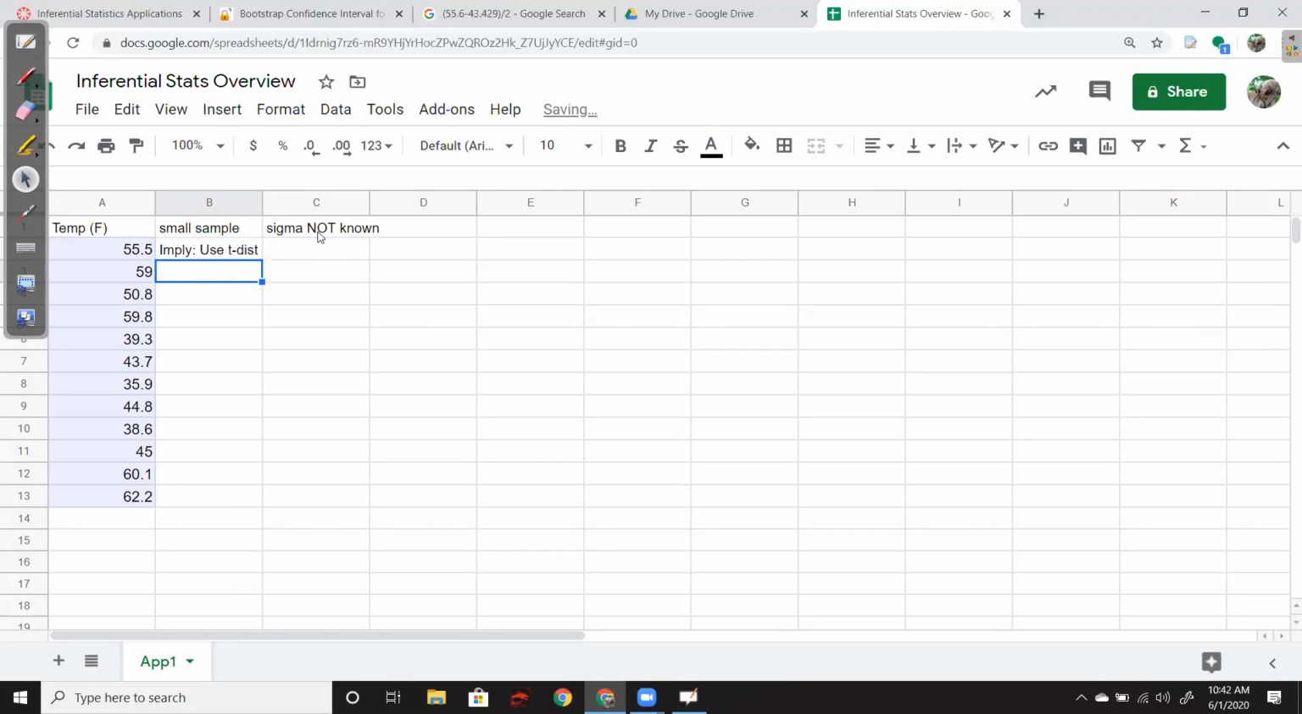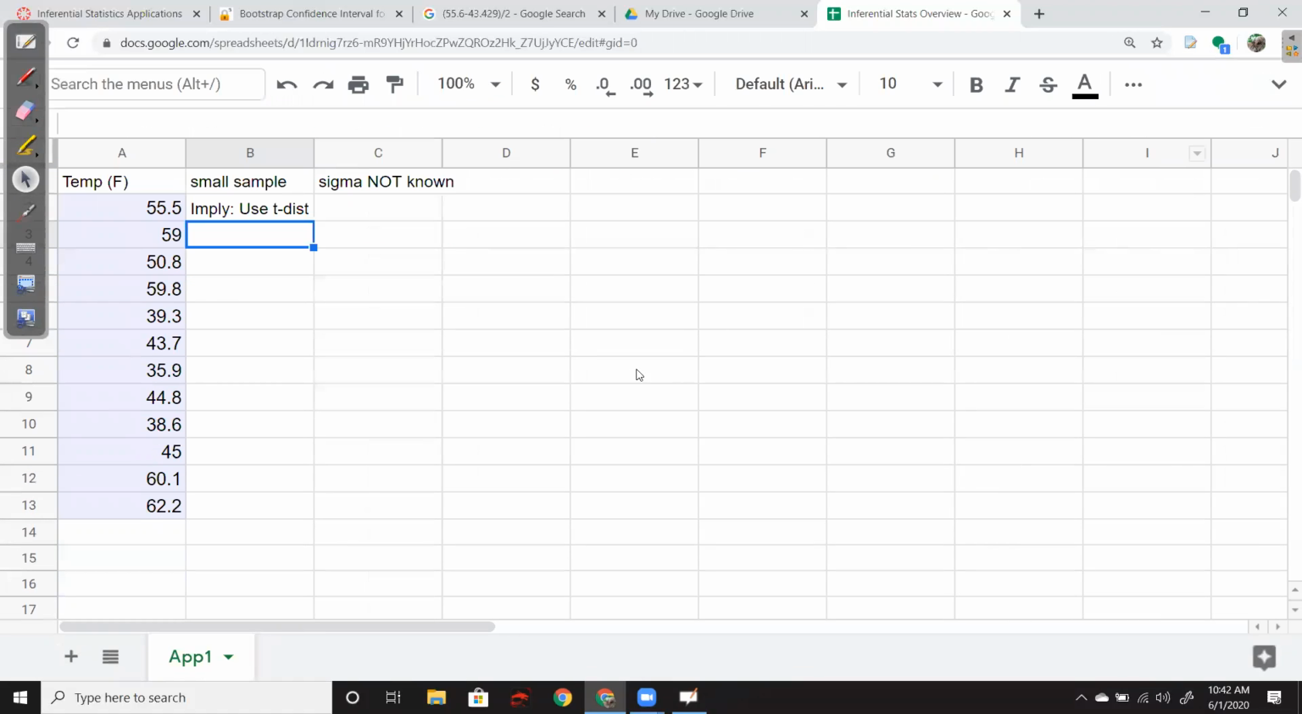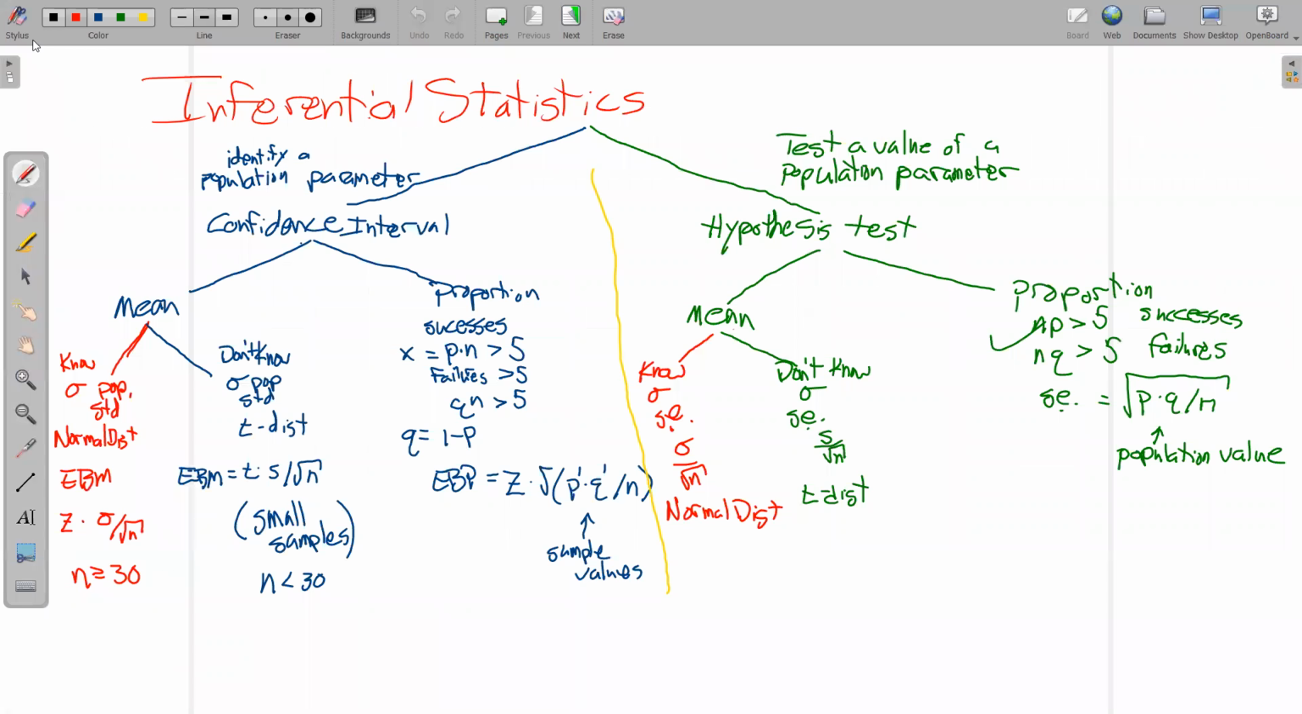And let me blow that up a little more. Hopefully that's readable. Okay, so this is just some notes to me to figure out where I am in my flow of what I know about information in the inferential statistics. So I'm estimating a parameter, right? So they asked me to identify a parameter, and I'm doing a mean, and I don't know sigma, and the sample size is small. Okay, so I'm in this branch right here.